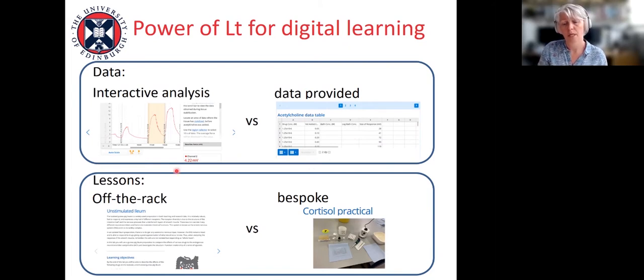We've also used a mixture of the off-the-rack lessons. So as Dawn's been talking about, there's a huge amount available within LT of lessons that have already been put together that have got huge amounts of fantastic information in them. Some of our practicals have been pretty much off the rack, but with our own personalised photographs and videos embedded, and our own data embedded in there.